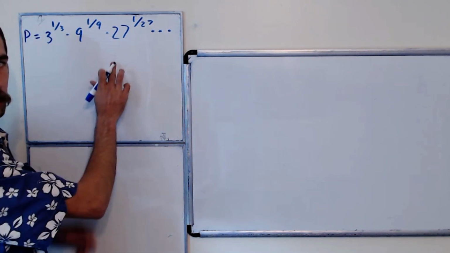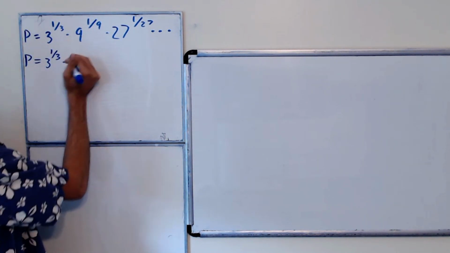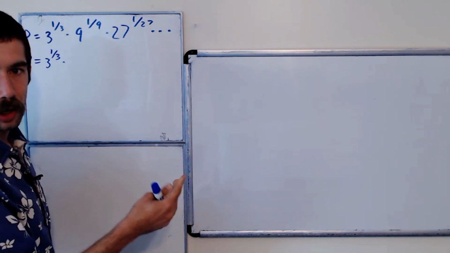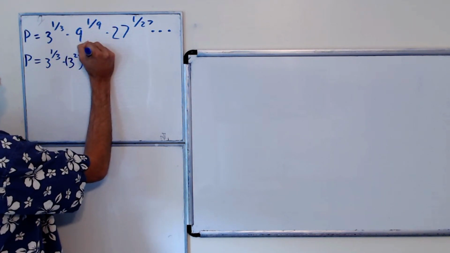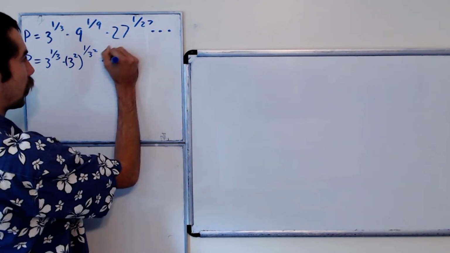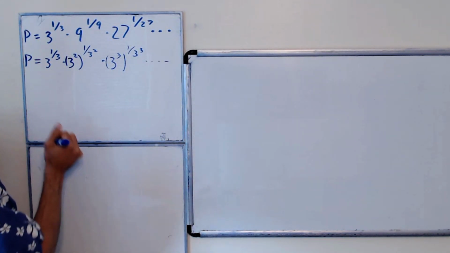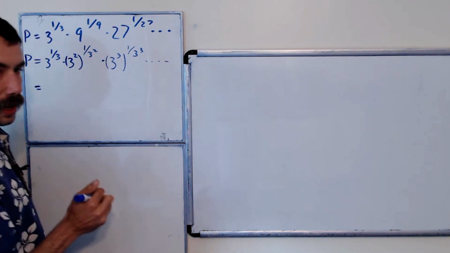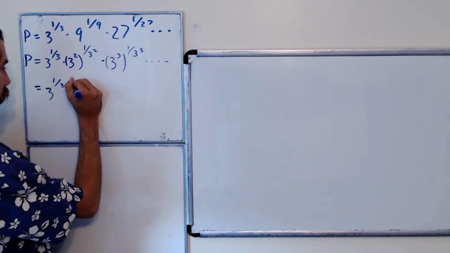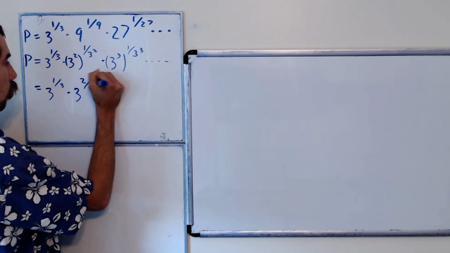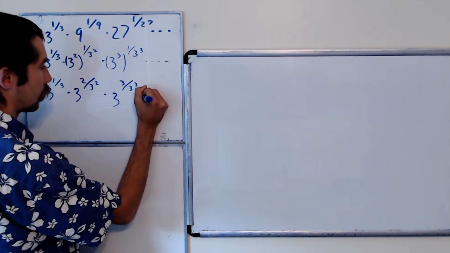Okay, let's rewrite this. So P is equal to 3 to the 1/3. And then instead of 9 and 27 in the next terms, let's write it as 3 to a power. So that's 3 squared to the 1/3 squared times 3 to the 3rd to the 1/3 to the 3rd and so forth. And we could rewrite this as 3 to the 1/3 times 3 to the 2/3 squared times 3 to the 3/3 to the 3rd, and so forth.